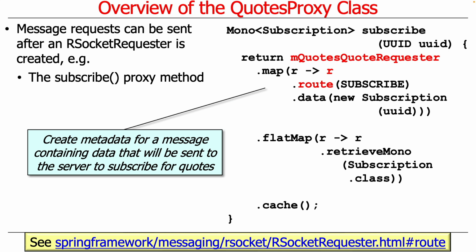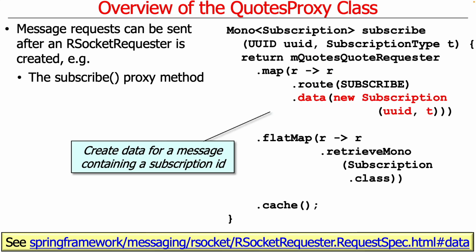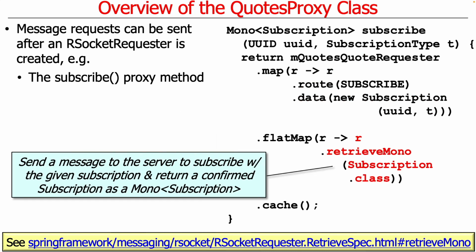And as you can see here, we take the quotes requester, and we create metadata that wants to talk to the subscribe endpoint. And we create data that indicates the UUID and the type. The type would be zippy or handy. So that's going to go into this message. We just made ourselves a message with metadata and data. And then we tell the RSocket mechanism in Spring to send out that request to the server and then get back a result, which will be the updated or the confirmed subscription. So that's what comes back to us here.